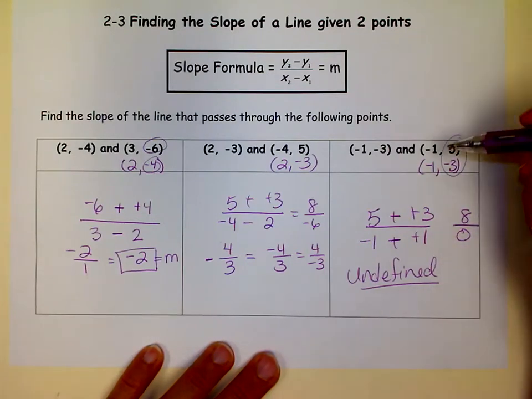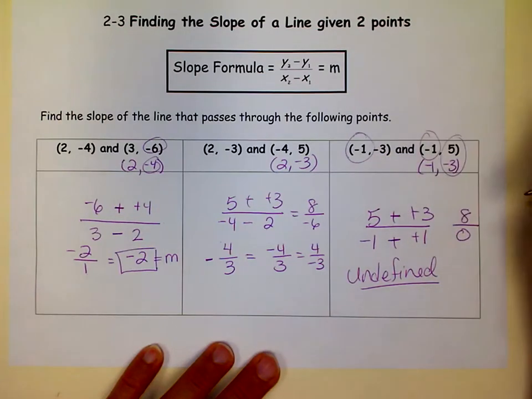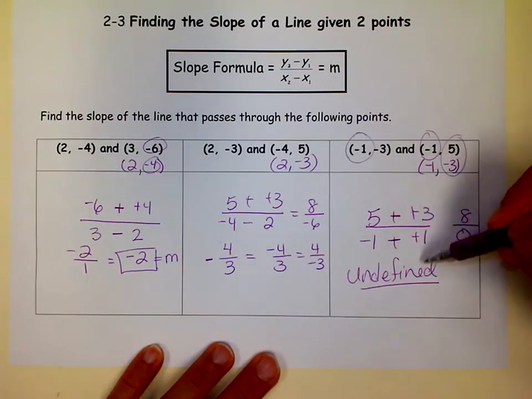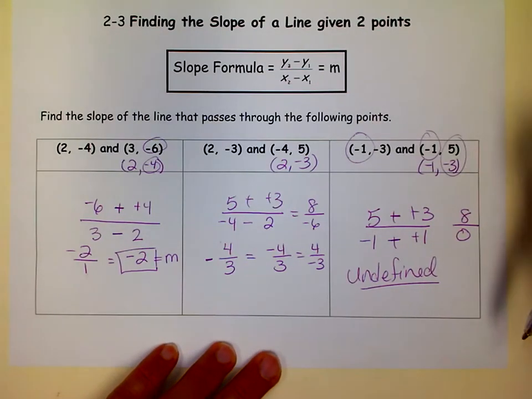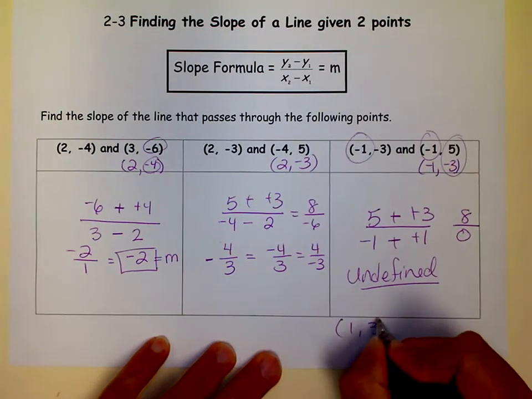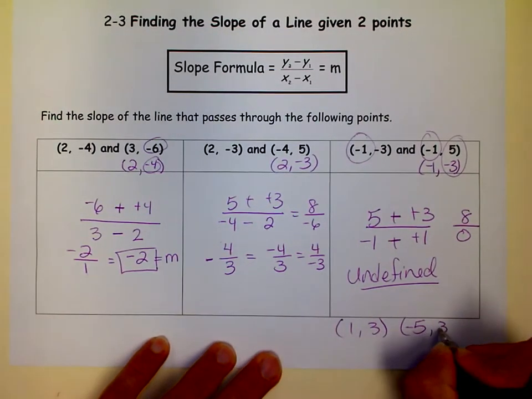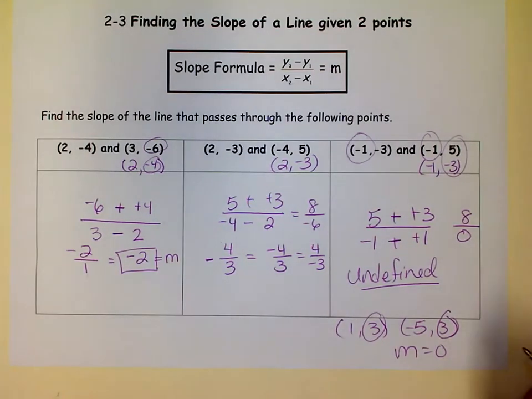Now, I always tell kids to look at the points first, and I didn't do that on purpose, but if you see where the x's are the same, you really don't need to go through this process. If you're observant first, if the x's are the same, it's undefined. If the y's were the same, for example, if I had 1, 3 and negative 5, 3, and I see the y's the same, I automatically know the slope is 0. So if you're observant and you see that either the x's or the y's, the y coordinates, are exactly the same, you'd save yourself a little bit of time. So it's an option.